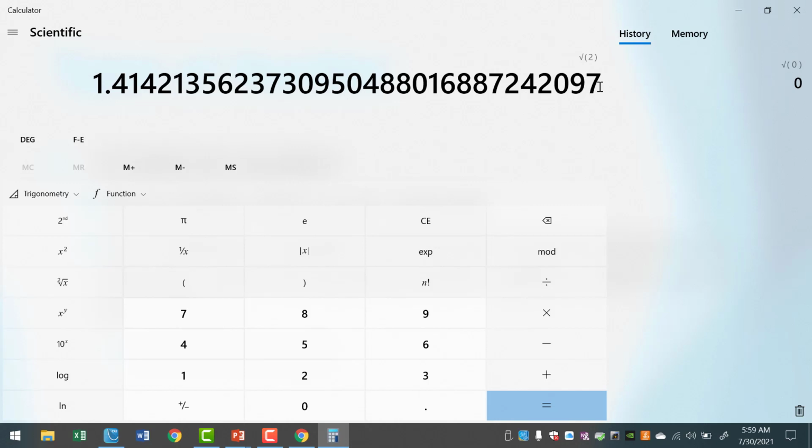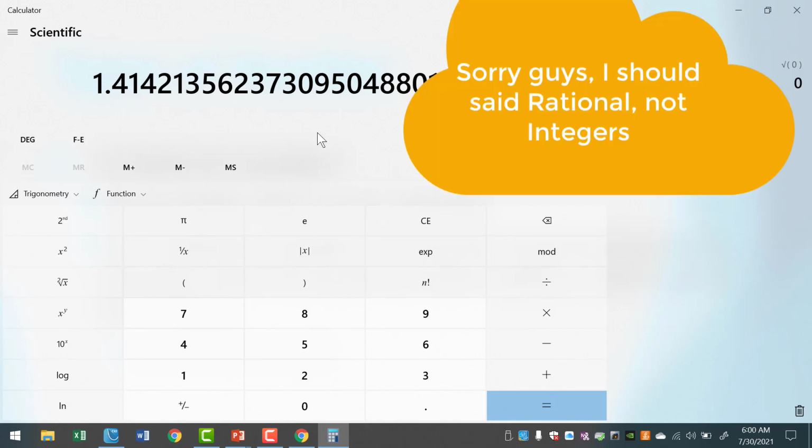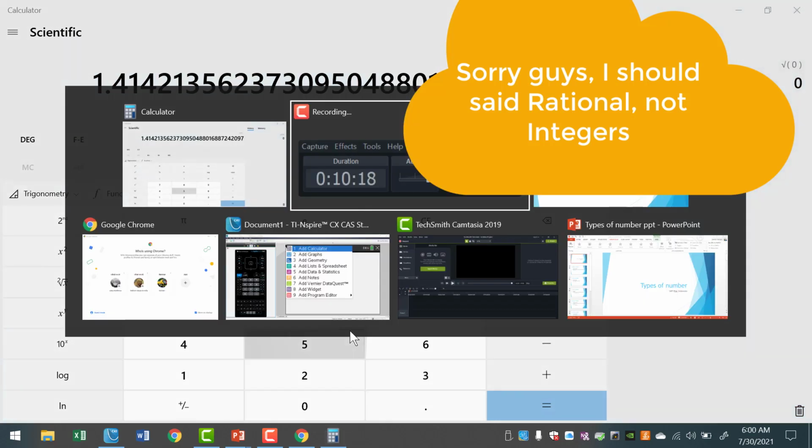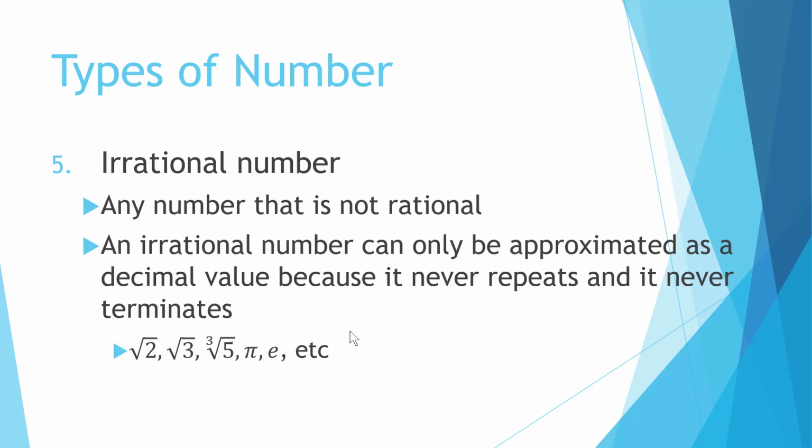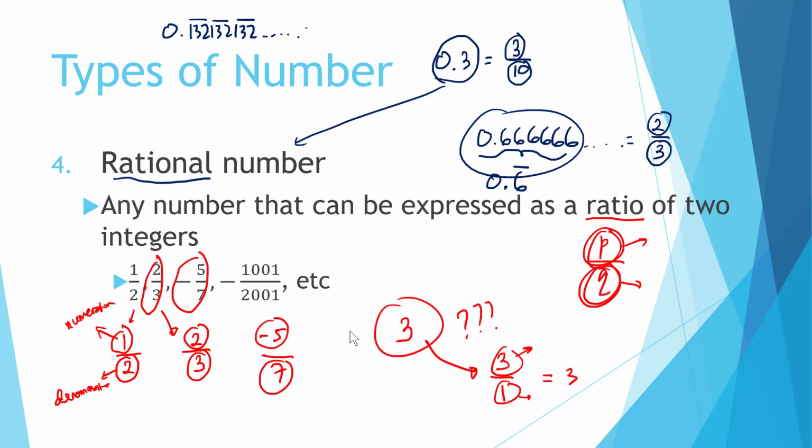So actually, it's not over in here. We have a lot of digits, and it's going on forever. If you see this number here, do you see any pattern like the previous example in rational numbers? If I go to rational number again, like this one over here, 0.666, this is repeatable. This 6 repeats over and over again, so it has a pattern.